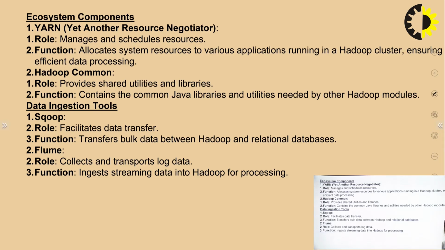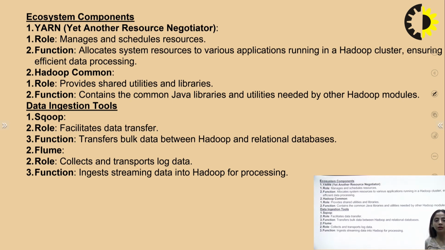The role of Hadoop Common is to provide shared utilities and libraries. The function of Hadoop Common is that it contains the common Java libraries and utilities needed by other Hadoop modules. Now, these are the data ingestion tools. First one is Sqoop.